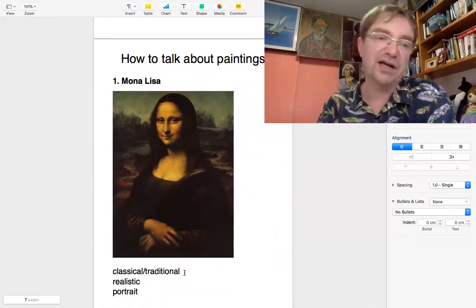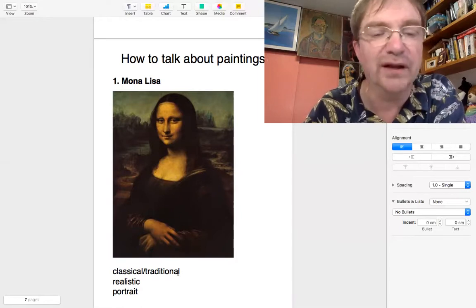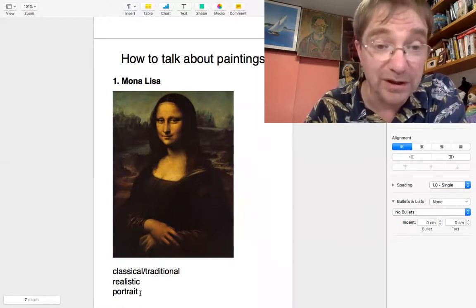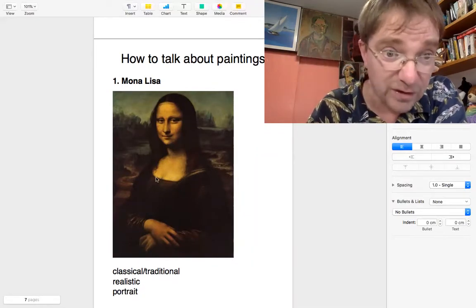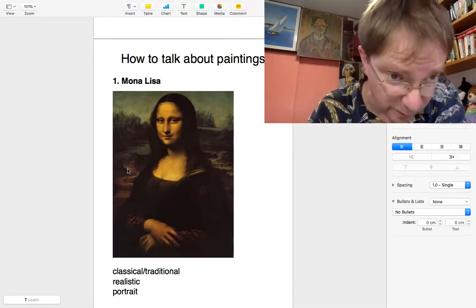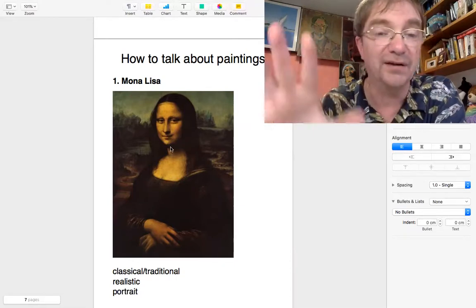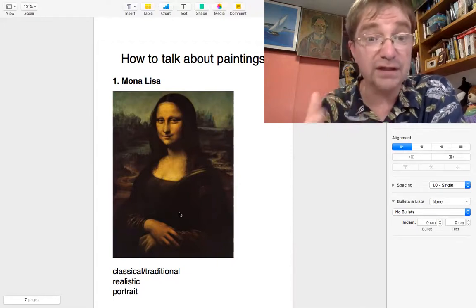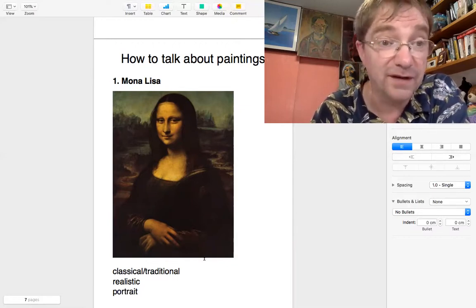The classical style, Renaissance, doesn't matter. Anyway, traditional. It's old style. It's realistic, and it's a portrait, a picture of a person. Portraits are pictures of people. So she is the most interesting thing in this picture. We don't really care about this river or the trees or everything. That's just the background. We care about this person here, and it looks realistic. Looks like a person. So that's what we can say about that famous painting.